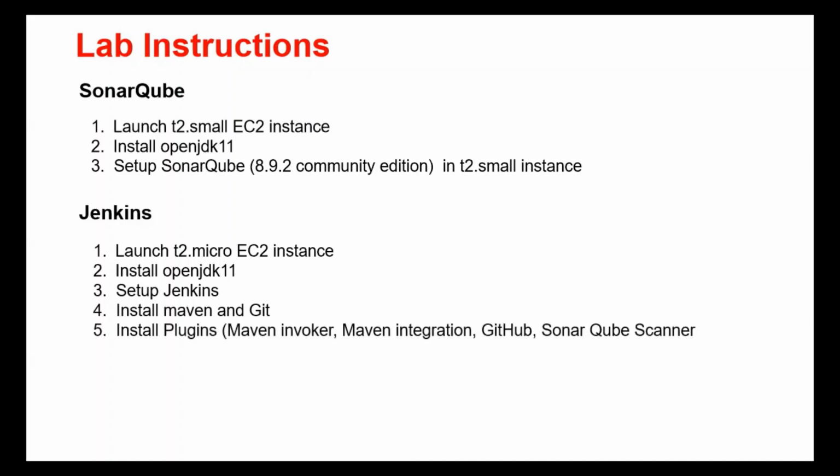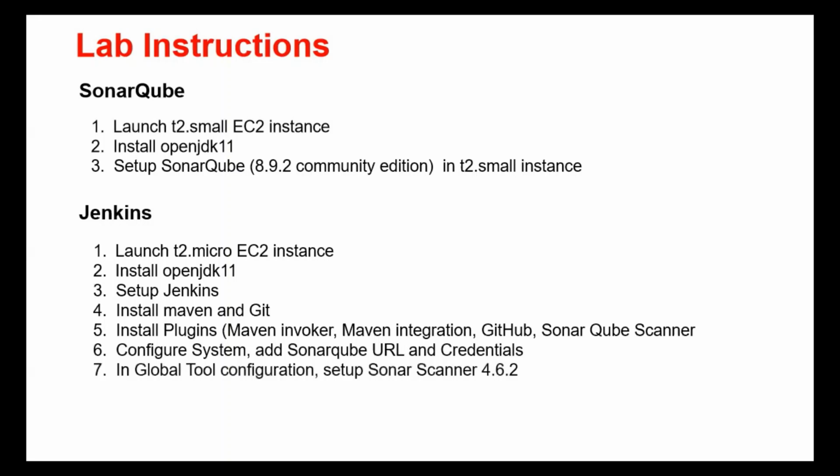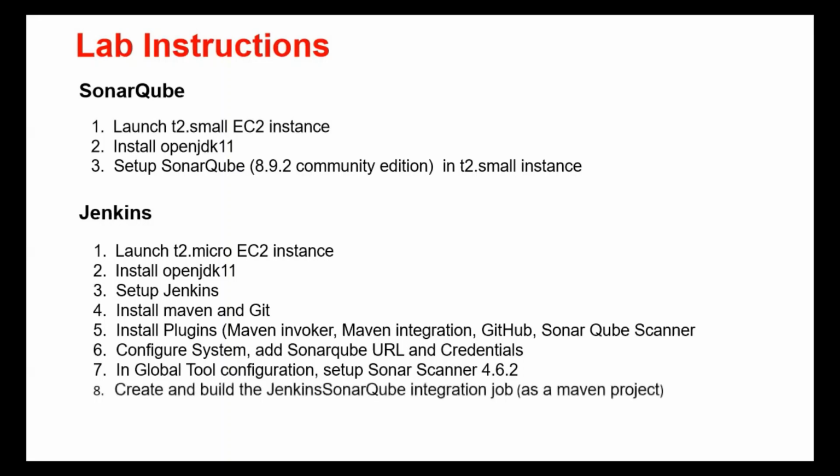Then, as part of the Maven and Git integration, we are also going to install the following plugins on the Jenkins server: Maven Invoker, Maven Integration, GitHub plugin, and as part of the SonarQube integration, we are also going to install SonarQube Scanner. Then we will have to configure the system in Jenkins and add the SonarQube details into the Jenkins server. Then we will be setting up the Sonar Scanner 4.6.2 version, again in the Jenkins global tool configuration.